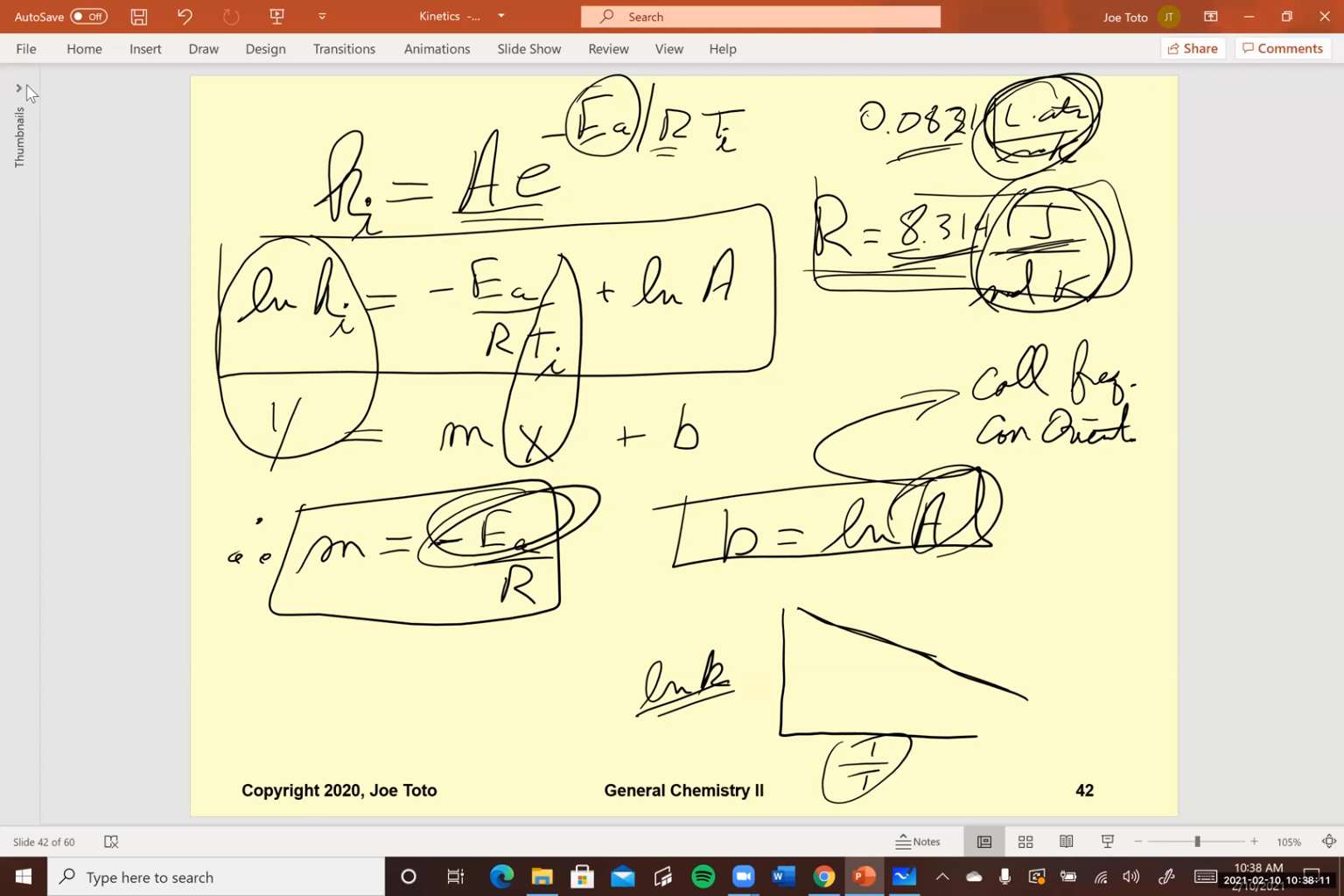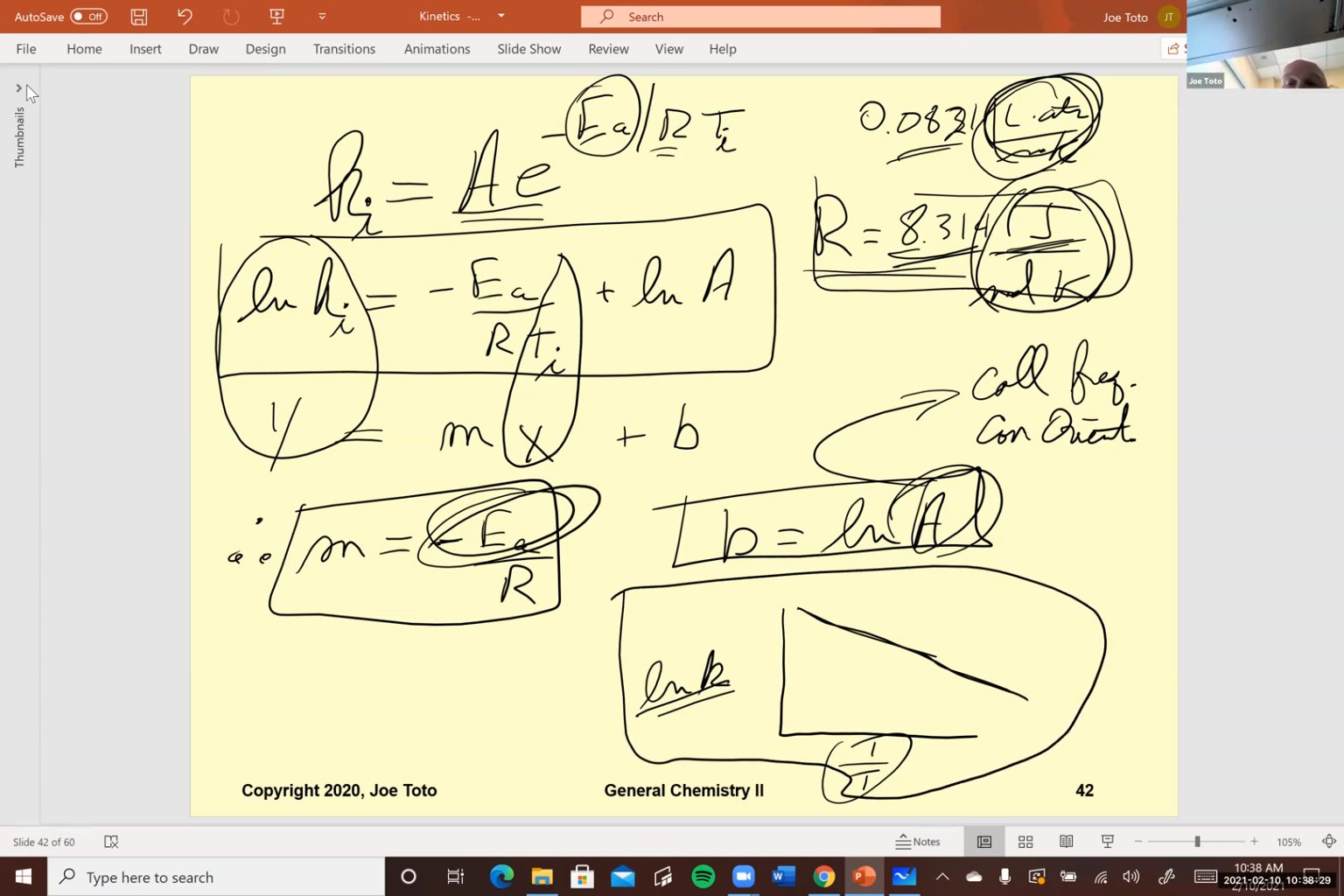Positive? It's positive. And why does it have to be positive? Does it have to do with the ln function? Well, yeah, it does. But check out this, and this is a tough question for you guys to answer. What's the sign of the slope for this plot? Negative? Yeah. So this is going to be negative some number.